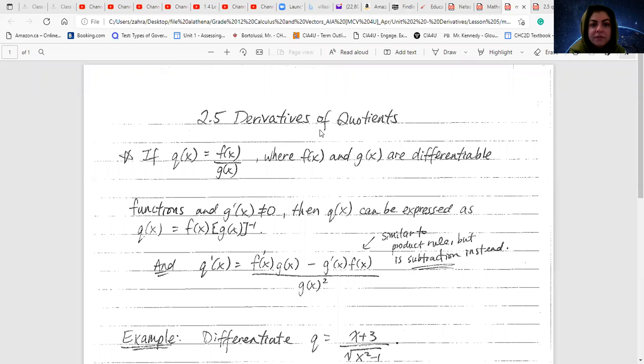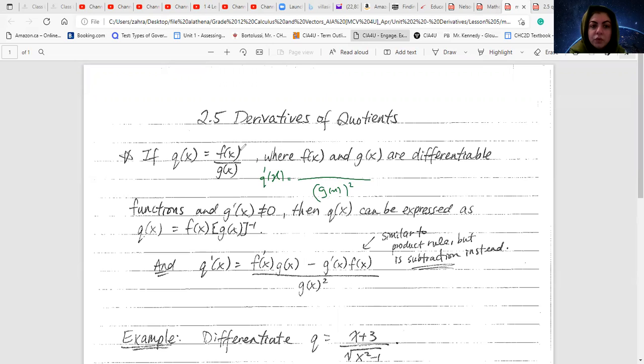Okay, 2.5 derivatives of quotients. Now, if you have a quotient, how do you take the derivative of that? Q of x is f of x divided by g of x. So the quotient, because we have a numerator and denominator. Okay, that's a rule: q prime of x is equal to the denominator to the power of 2, so g of x to the power of 2.